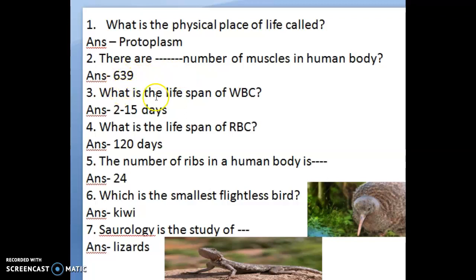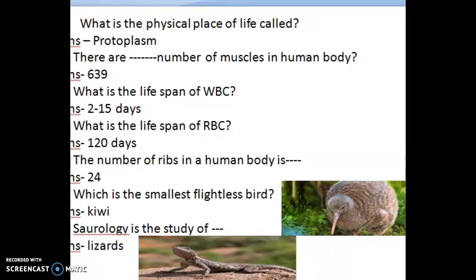639. What is the lifespan of WBC? 2 to 15 days. What is the lifespan of RBC? 120 days. The number of ribs in a human body is 24. Which is the smallest flightless bird? Kiwi. So this is the diagram of kiwi.